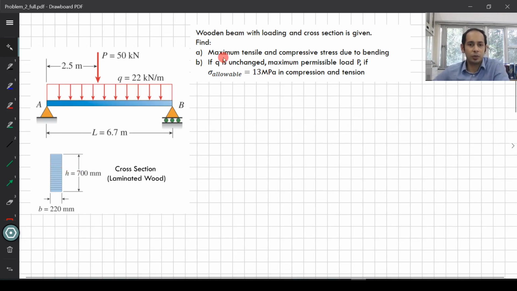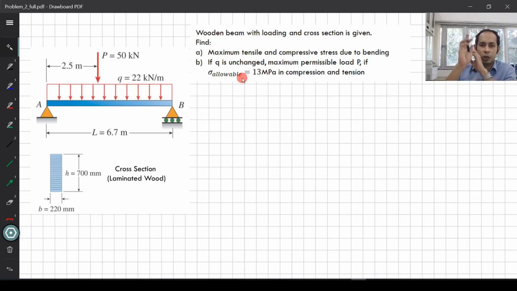Now let's see what the question asks. It says that the wooden beam with the loading and the cross section is given, which is this one over here, and it asks for the maximum tensile and the maximum compressive stress due to the bending. And also it says that if Q stays unchanged, that is this UDL stays as it is, what is the maximum P that you can apply such that you do not exceed the allowable stress, sigma allowable, of 13 MPa in compression or in tension over here.